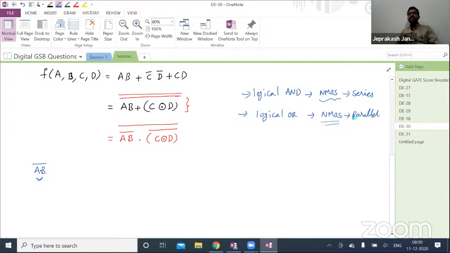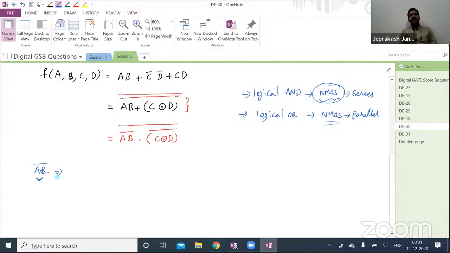Right? So this concept you are very much familiar. For implementing AB bar, the question is: you have to find the number of NMOS PMOS transistor pairs. If you can calculate the number of NMOS transistors required, the same number you require for PMOS. So just focus only on NMOS.